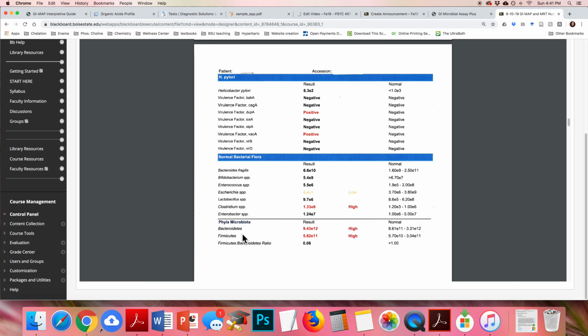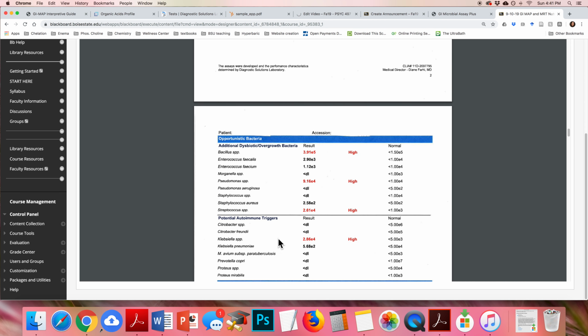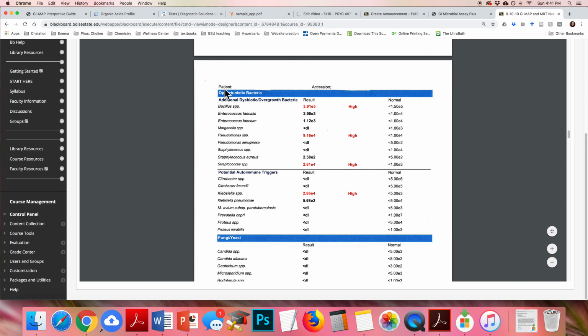Okay, these are actually mentioned in chapter 1 of your textbook. So if you're not remembering what these are, you can go back and look. But again, this all has to do with the microbiota. These are opportunistic bacteria. Some of these might look familiar to you, like Pseudomonas. This patient, Kelly, it was high. All of these perturbations are actually very commonly seen in autistic children.